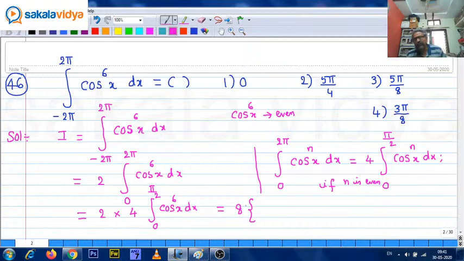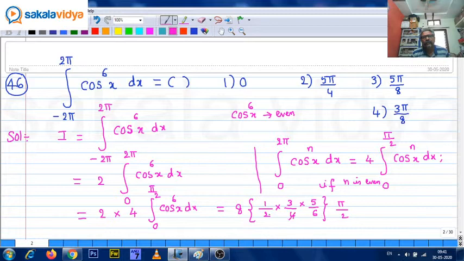6 means even number. Counting starts from 1. 1, 2, multiplied by 3 up, 4 down, 5, 6. Counted up to 6. 1, 2, 3, 4, 5, 6. Multiplied by even number there is pi by 2.